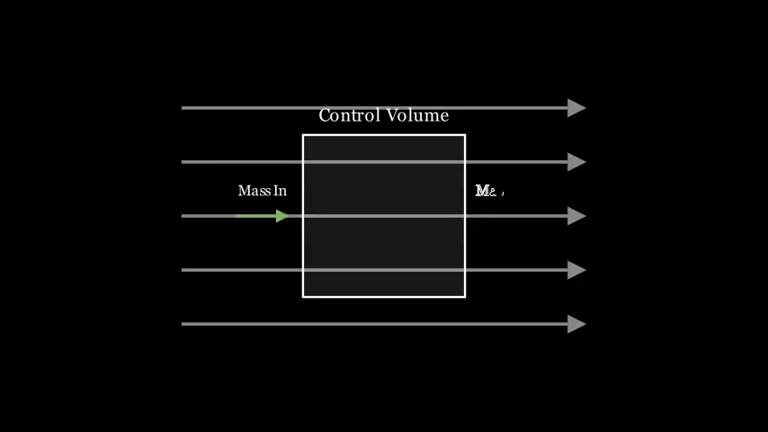If our control volume is small enough, we can think about the mass flow rate going in and the mass flow rate going out. For the mass inside our control volume to remain constant, which is the case for steady flow, the rate at which mass enters must exactly equal the rate at which mass leaves.